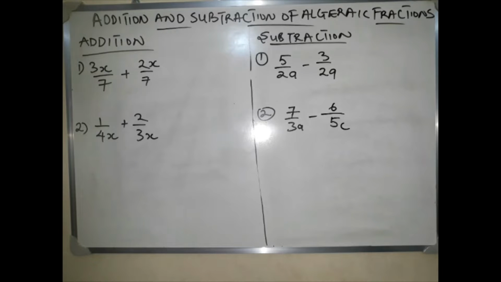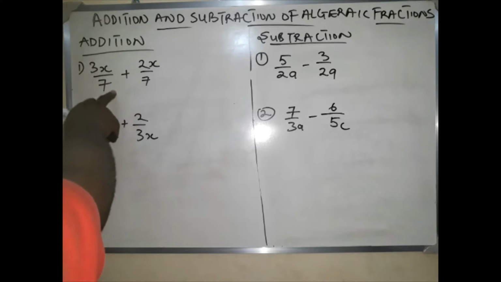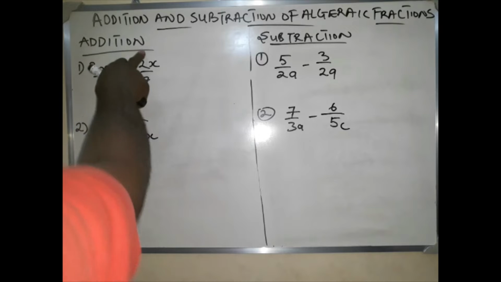You can see in the very first example, we're asked to add this algebraic expression, which is 3x all over 7 plus 2x all over 7. Now, in order to add or subtract your algebraic fractions, you have to have common denominators. In the first example, we already have a common denominator, and that is 7. 3x over 7 and 2x over 7.